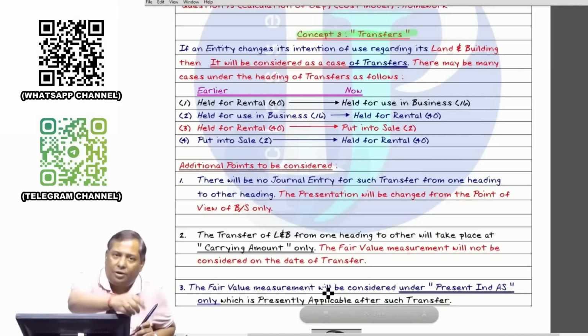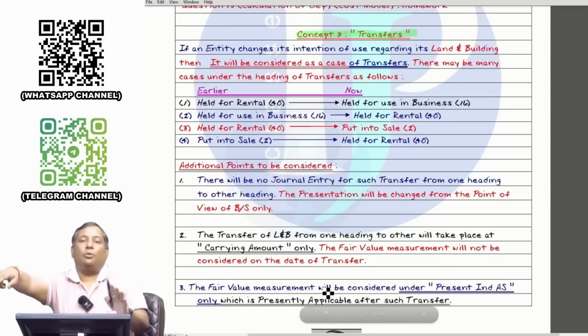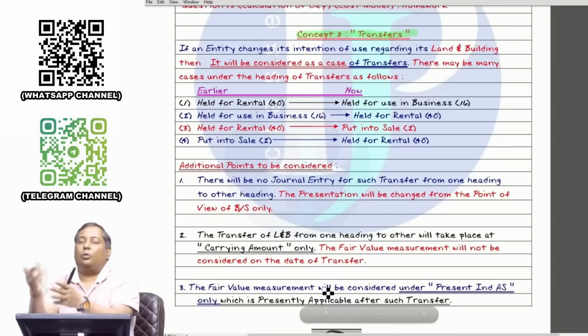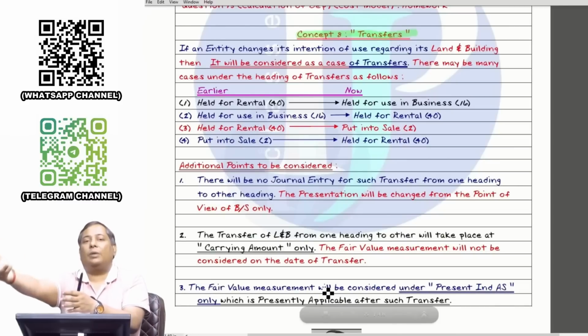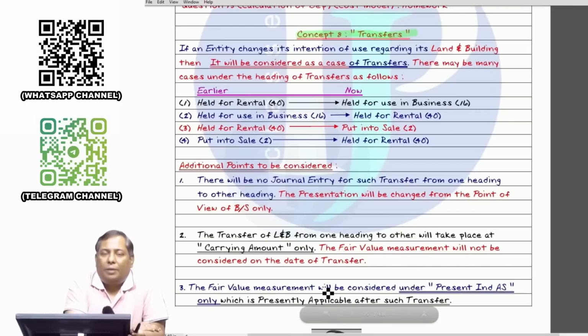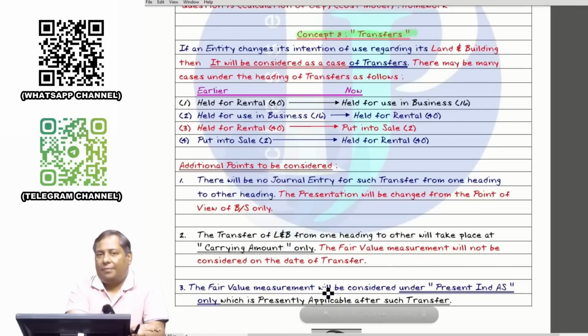If you are standing at 40, first change the heading, then see what the measurement rule of this Ind AS says. You had a property and you were applying a cost model. Now you have put it in PPE, so Ind AS 16 will apply, which allows both the cost model and the revaluation model. If the presentation changes, so will your measurement rules, that's for sure. No need to pass any entry, just a change in carrying amount. You have to follow the original Ind AS.